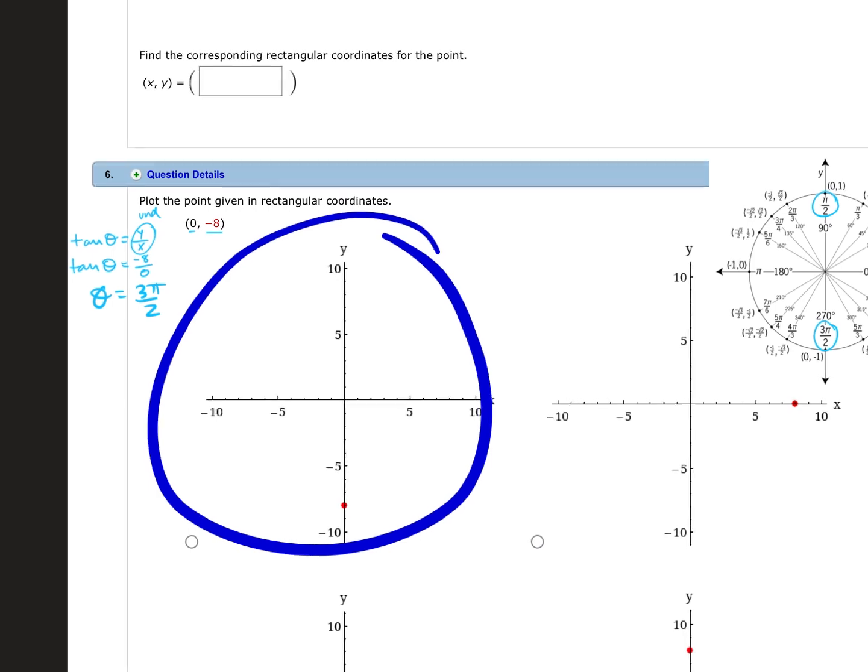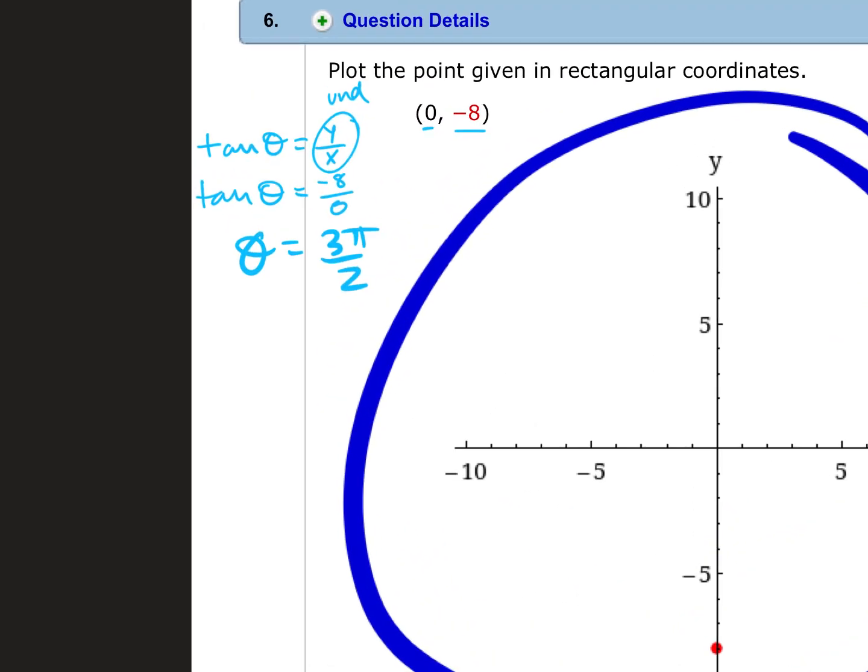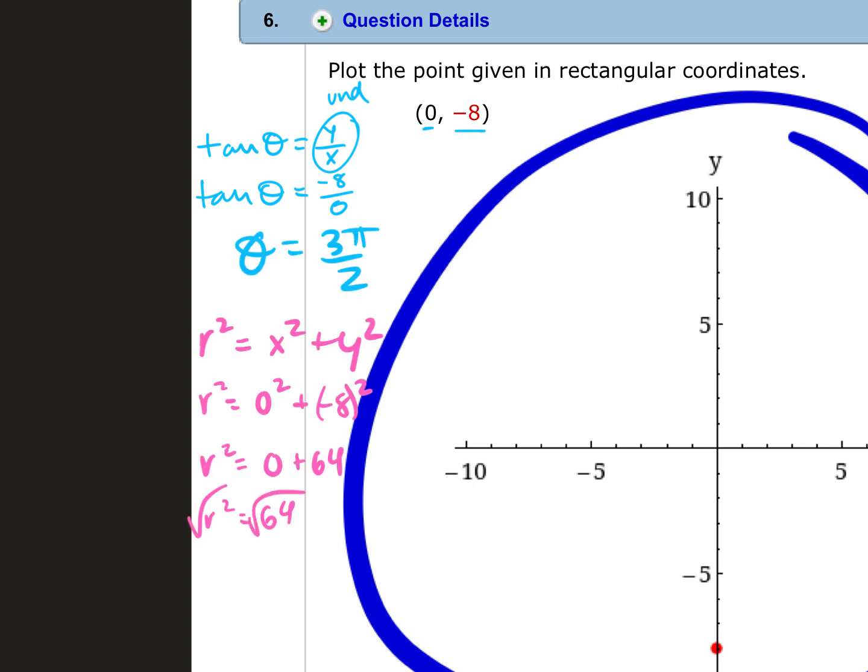Now we still have to find r. To find r, we use r squared is equal to x squared plus y squared. So r squared is equal to 0 squared plus negative 8 squared. r squared is equal to 0 plus 64. So r squared is 64. We take the square root.